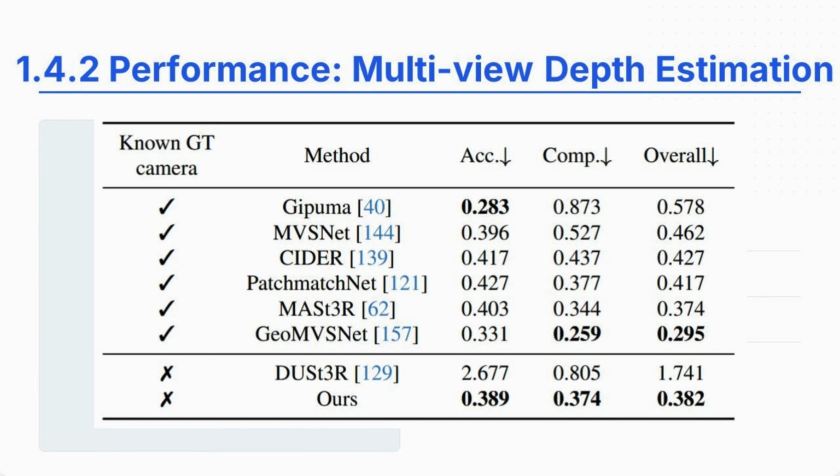This table compares multi-view depth estimation. Models in the top section use ground truth cameras, so strong performance is expected. The key result is in the bottom. Without any camera inputs, DUSt3R gets an overall of 1.741, while VGGT achieves 0.382. This means VGGT matches, or even surpasses, methods that rely on true camera poses. It's impressive because traditional MVS heavily depends on accurate cameras, yet VGGT remains fully feed-forward and still delivers high-quality depth.